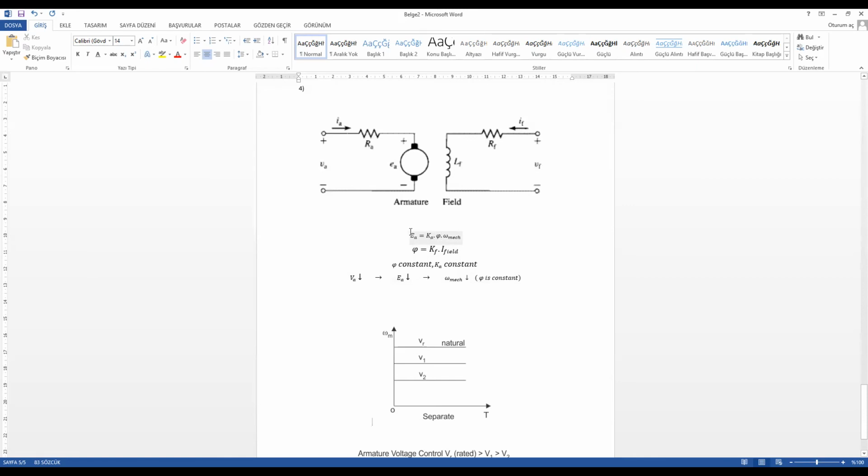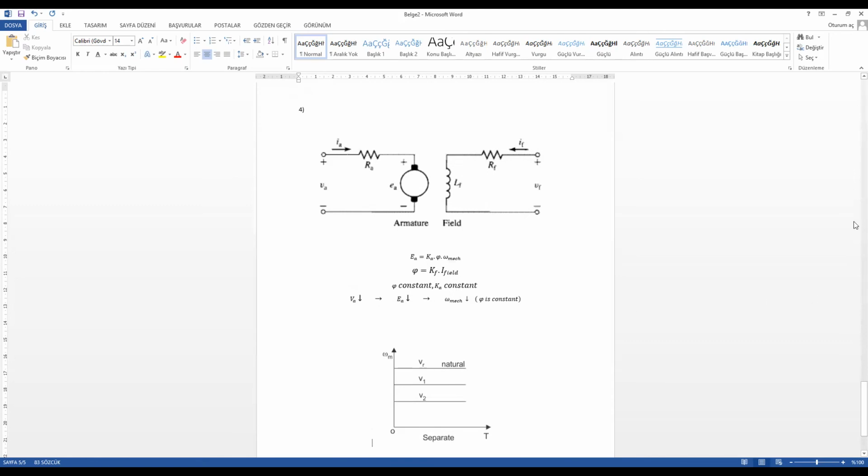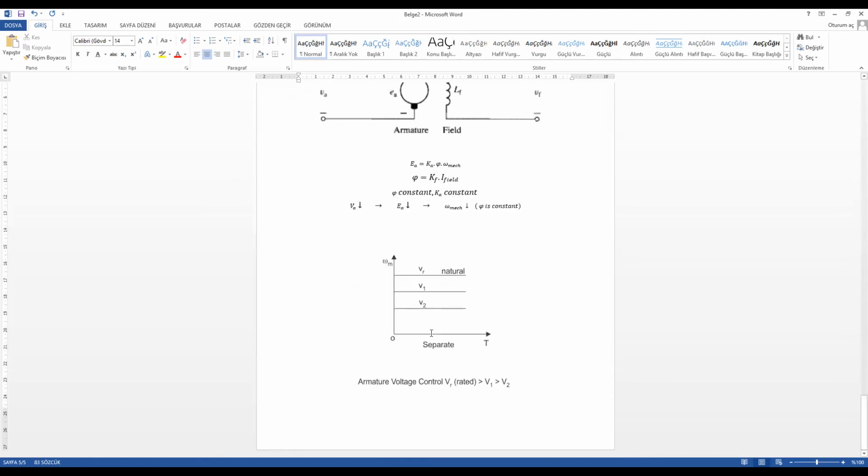If we decrease the terminal voltage, the back EMF voltage is decreased, and therefore the mechanical rotational speed must be decreased also to hold this equation. On the other hand, if we increase the terminal voltage, the rotational speed increases also. They are proportional to each other. And by looking at this graph, the relationship can be seen easily. If we increase the terminal voltage or armature voltage, the mechanical speed increases proportionally.